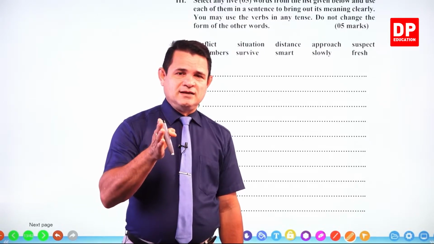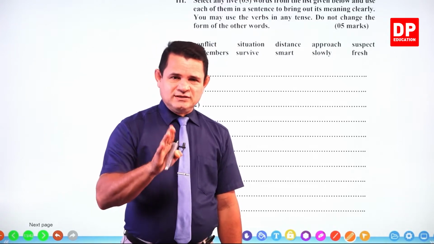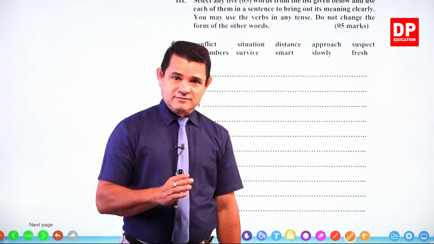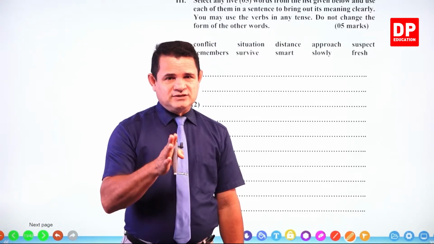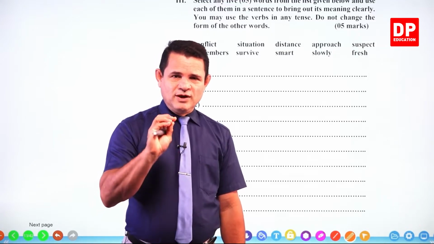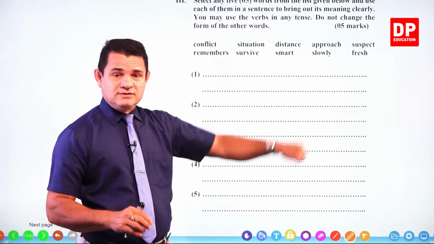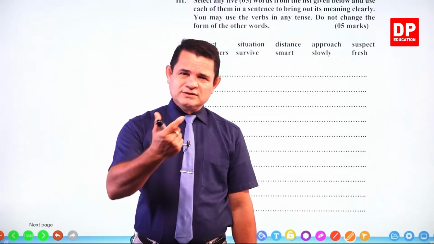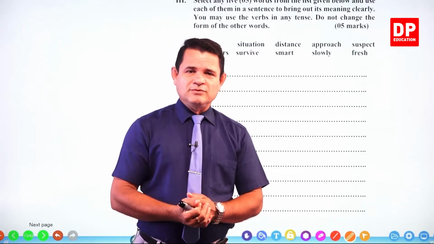And you can't change the form of the word by adding suffixes. We can change an adjective into an adverb, can't we? Beautiful, beautifully, you can't change. You have to use that word as it is. But if it is a verb, you can use any tense: present, past, future, any tense.